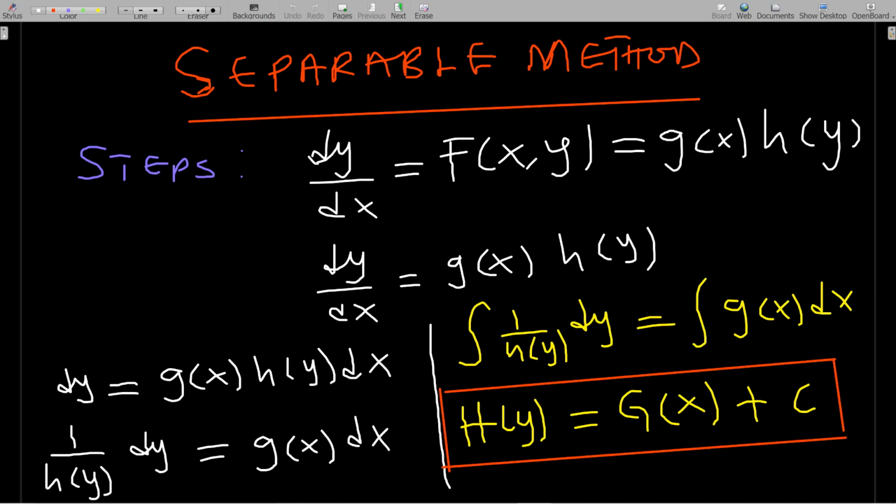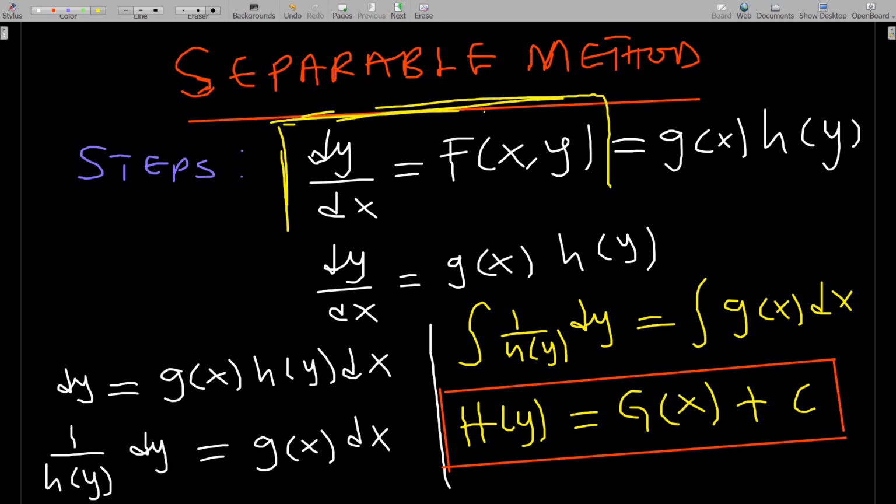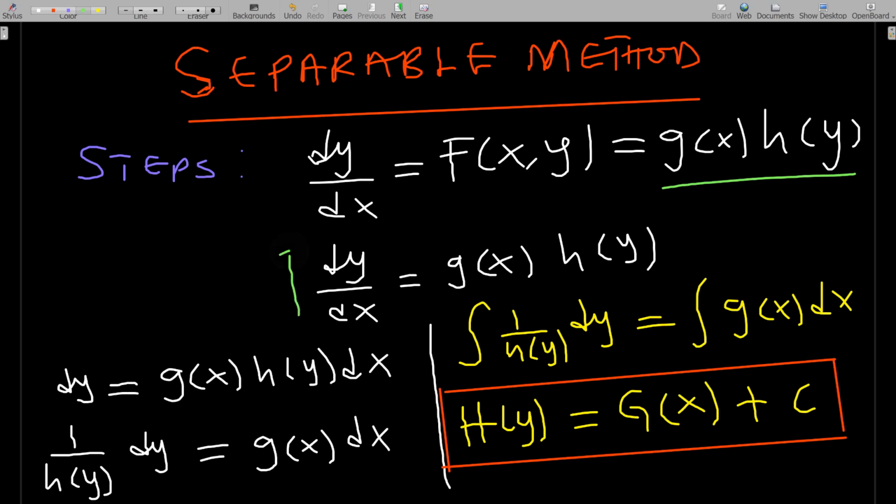If you have a first order ODE, we know that it can be rewritten as dy/dx, if you can make dy/dx the subject, equal to some f of x, y, where this f of x, y can also be broken down or separated into two functions, like g of x times some small h of y. If f of x, y can be rewritten like that, then dy/dx is actually equal to the product of these two functions.